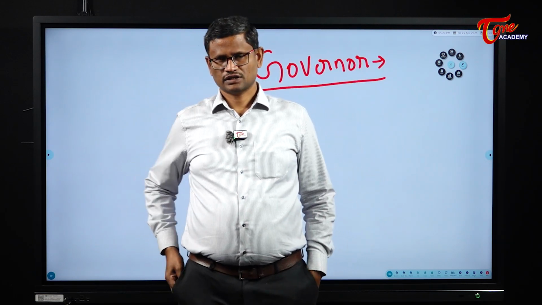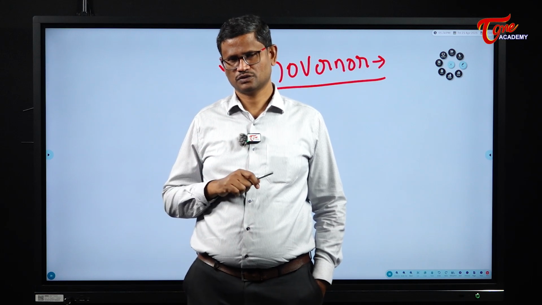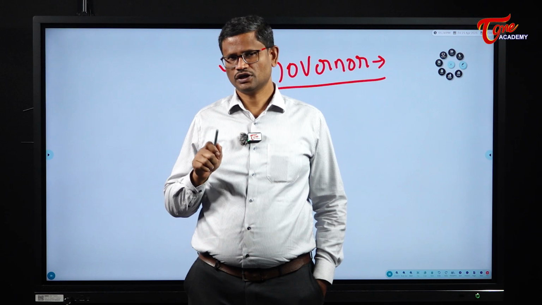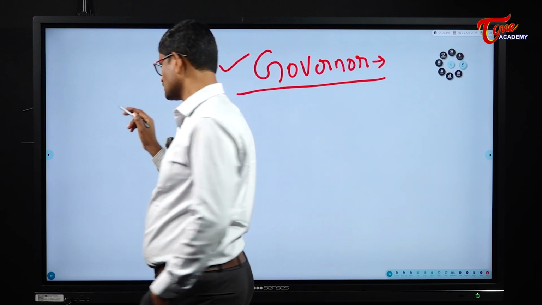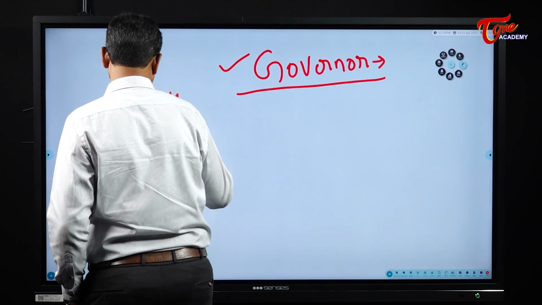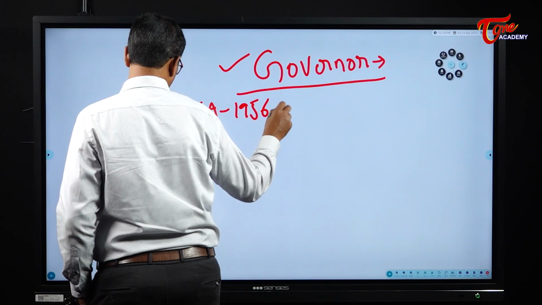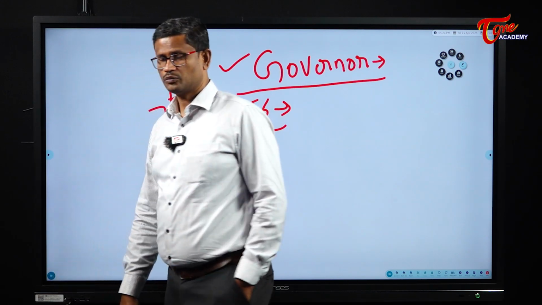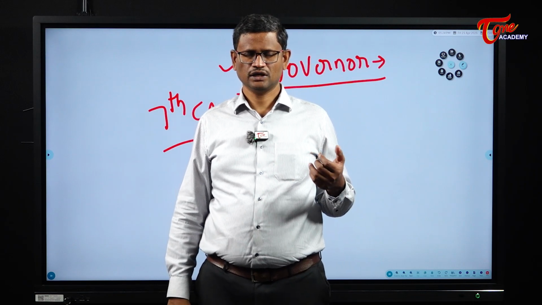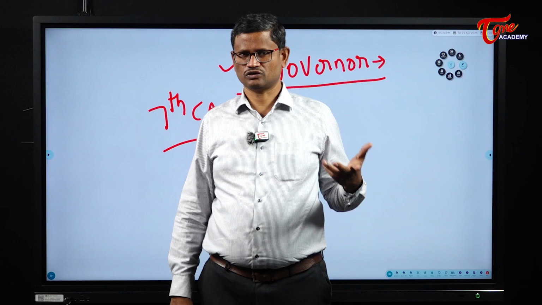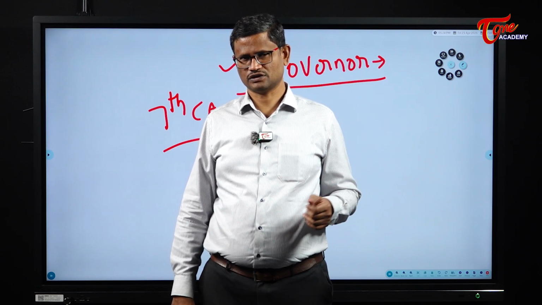Governor, as I said, is the constitutional head of the state government and forms the nominal executive. So initially there could be one governor for one state, but the 7th Constitutional Amendment Act of 1956 has allowed a person to be the governor of more than one state. Simultaneously, a person can be the governor of more than one state. This is allowed by the 7th Constitutional Amendment Act of 1956.